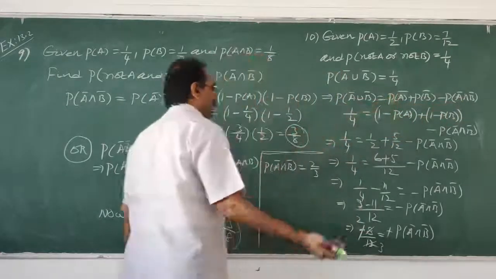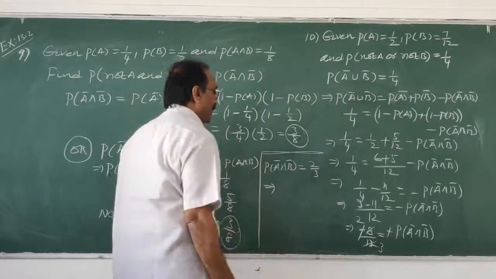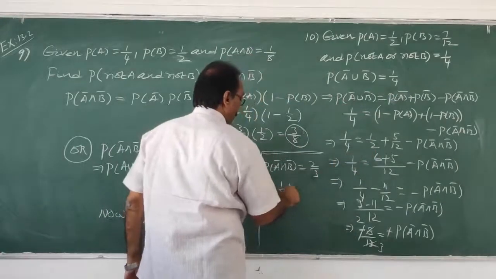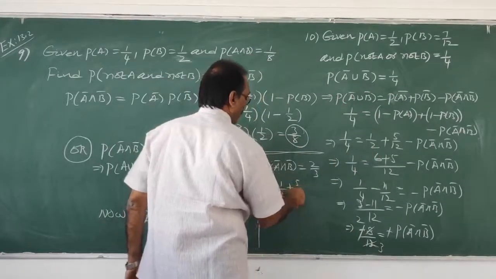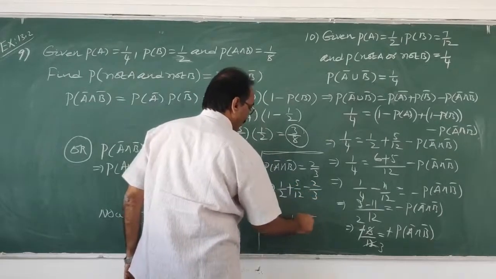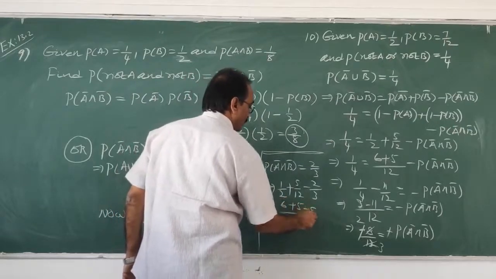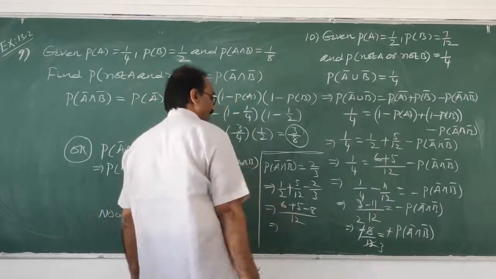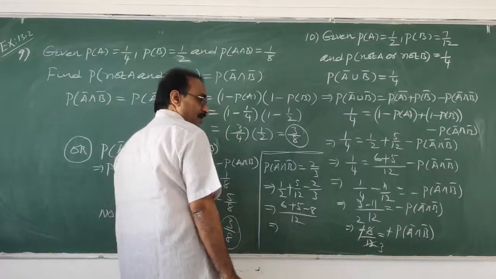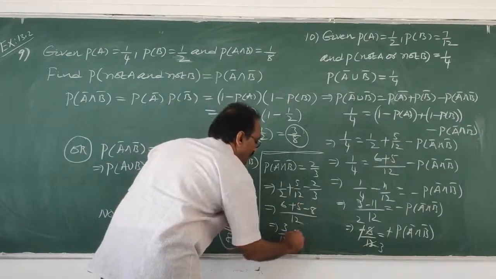We know A bar plus B bar, then we will get directly. How much will you get now? You tell me. So P of A union B, P of A bar is 1 by 2, plus P of B bar 5 by 12, minus P of A bar intersection B bar 2 by 3. This implies 12 LCM. In 12, 2 goes 6 times, in 12, 1 time, 4 times 4 is 8. So 6 plus 5 is 11. 11 minus 8, how much? 3. 3 by 12. 3 by 12 means how much? 1 by 4.